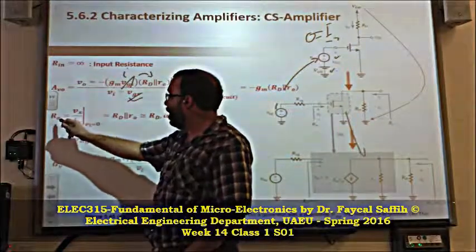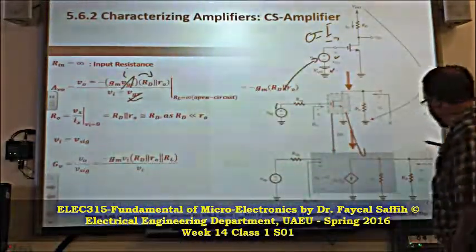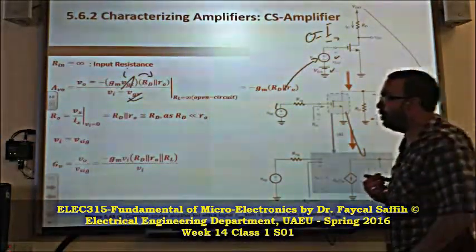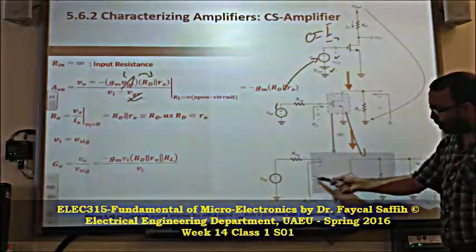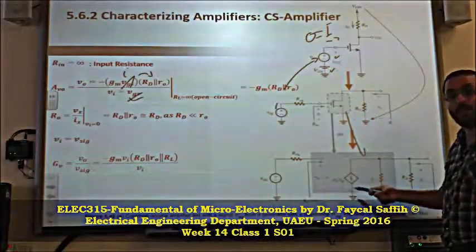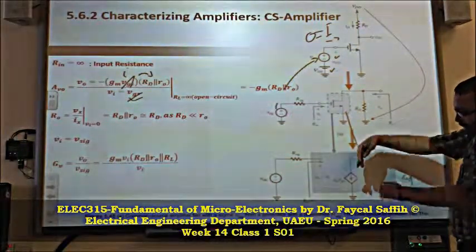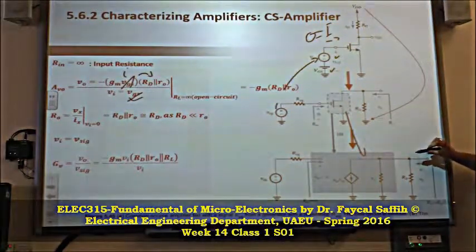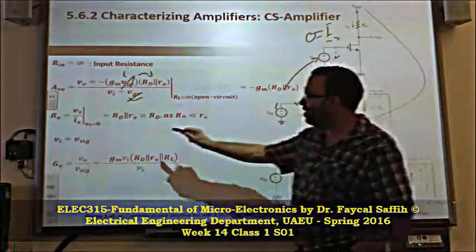Now the next one is R out. R out is Vx over Ix. It means if I send an input current here, how much is going to be the voltage? And that is very simple. When we ground this, VGS is going to be equal to 0. The current will be what? 0. So this is 0. That means this is open. So when we send here a current, we find what? We find this resistance in parallel with this.